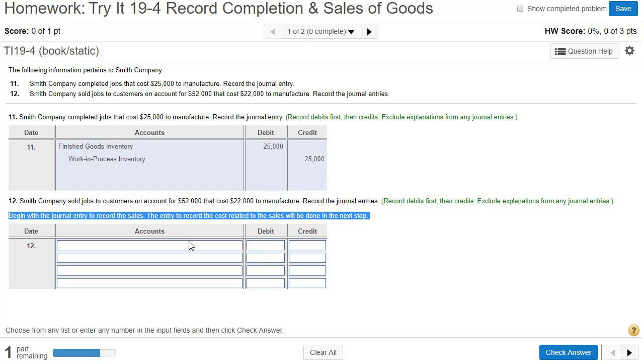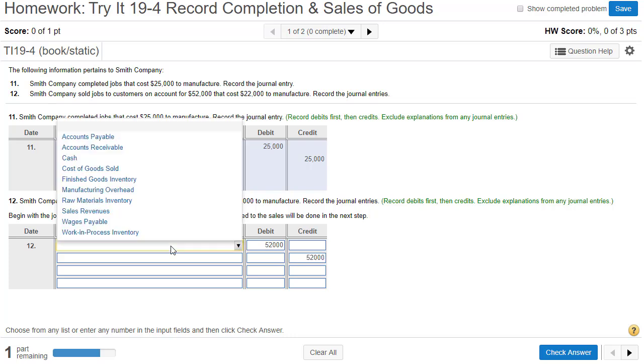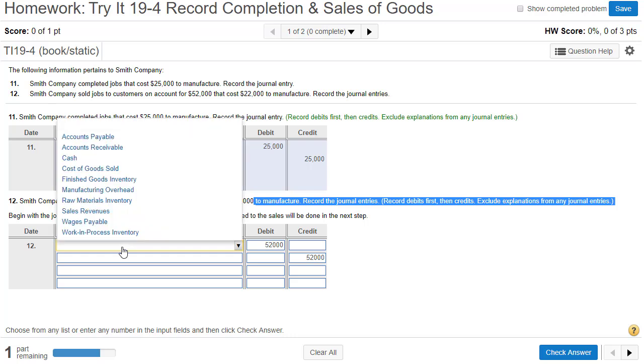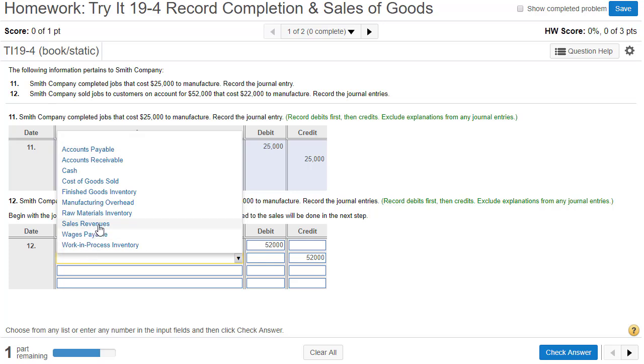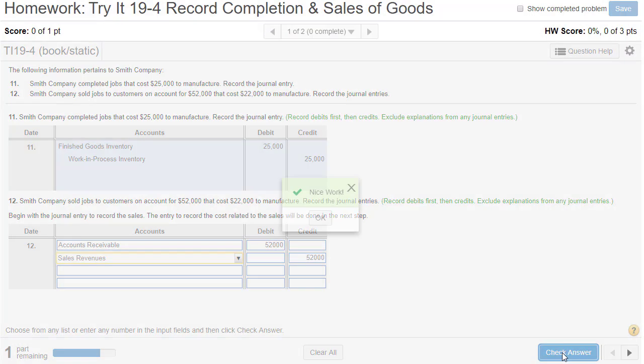So we need to record sales. So we are selling $52,000 worth of goods. Copy, paste. And are we going to receive cash, which would be a debit, or are we going to just receive accounts receivable, which is a debit? Well, it says we sold these on account, so we're going to get accounts receivable. That means our sales revenues are increasing. Of course, revenues increase with a credit.